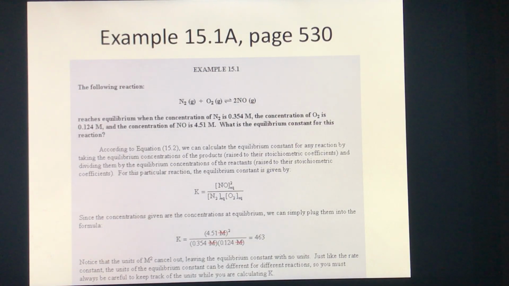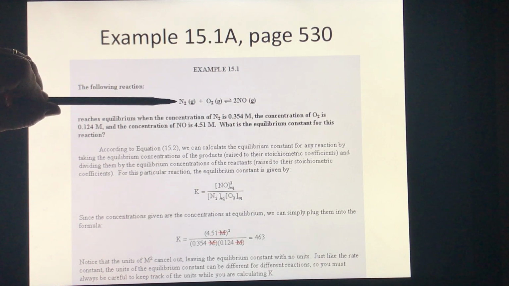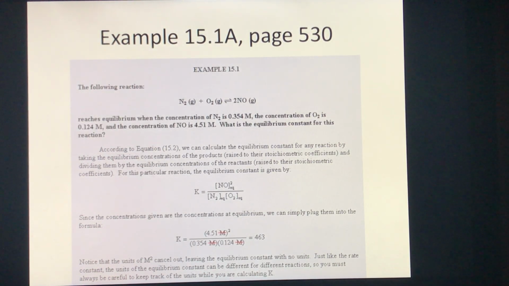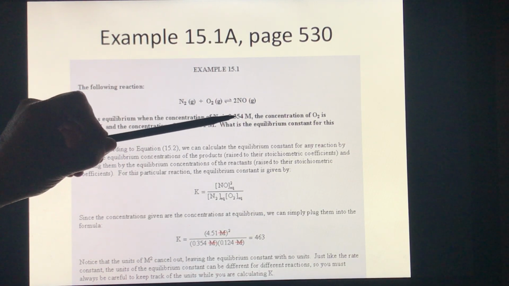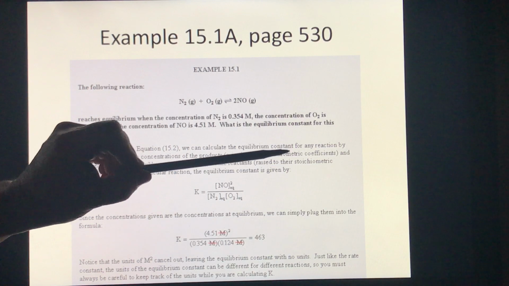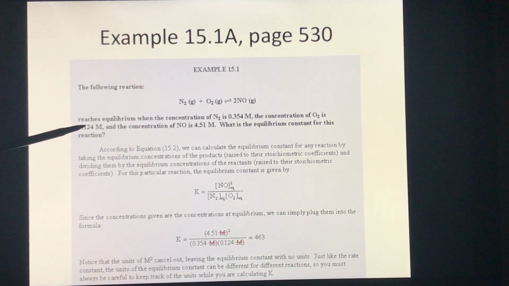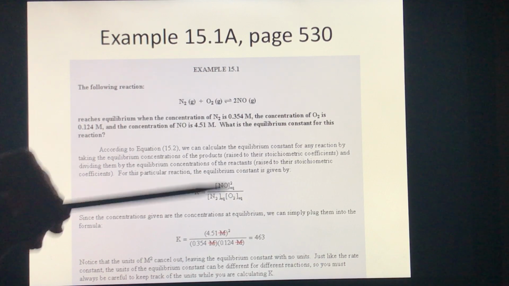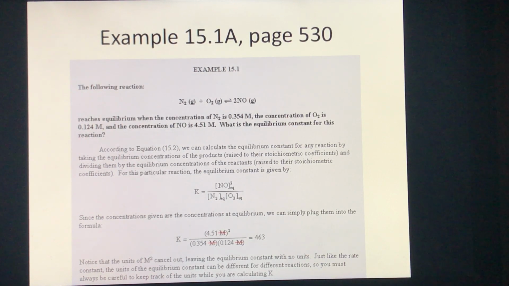So let's look at an example on page 530. We're introduced to this reaction: nitrogen gas plus oxygen gas yields nitrogen monoxide. It says the following reaction reaches equilibrium when the concentration of N2 is 0.354 molar, oxygen is at 0.124 molar, and the NO, the nitrogen monoxide, is 4.51 molar. What's the equilibrium constant for this reaction?